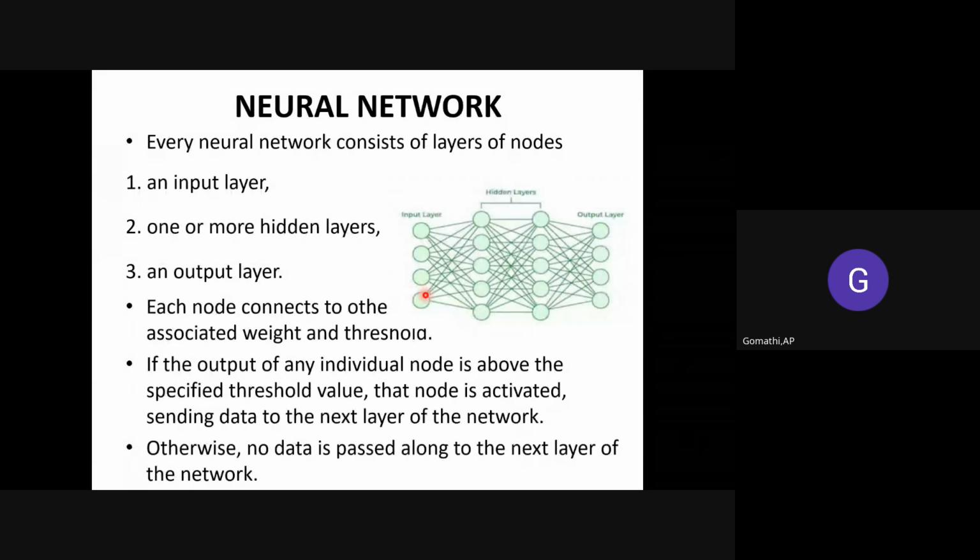Next is the hidden layer. After the input is sent into the input layer, the output of the input layer will be sent to the hidden layers. The hidden layer is the intermediate layer between the input layer and the output layer. A neural network can have one or more hidden layers. It is not mandatory that every neural network has exactly one hidden layer; it may have one or more hidden layers.